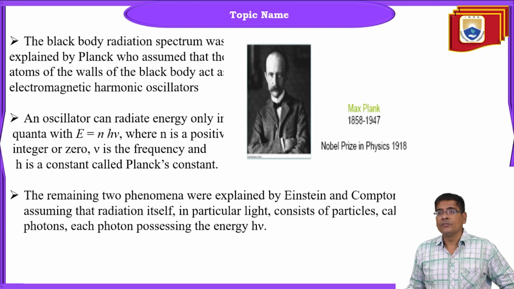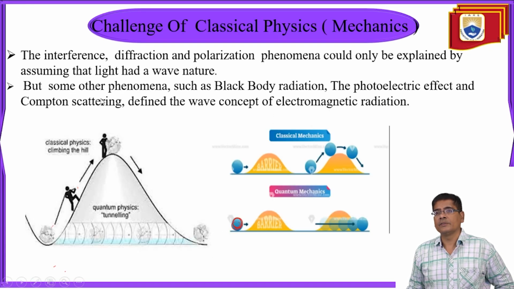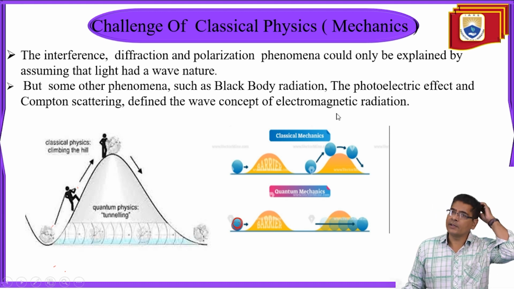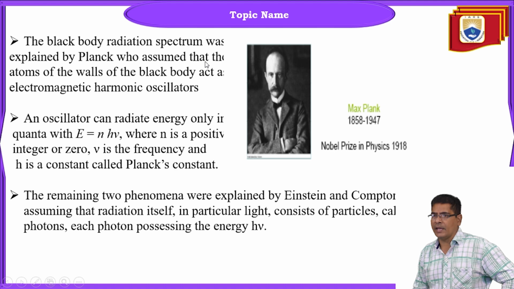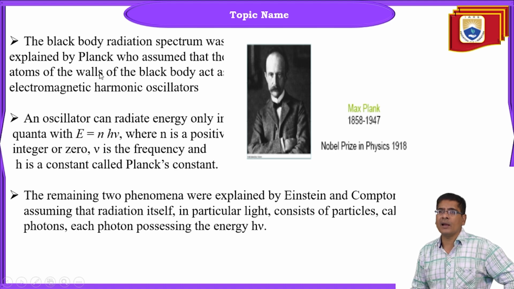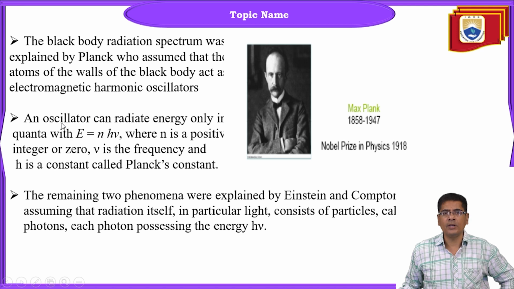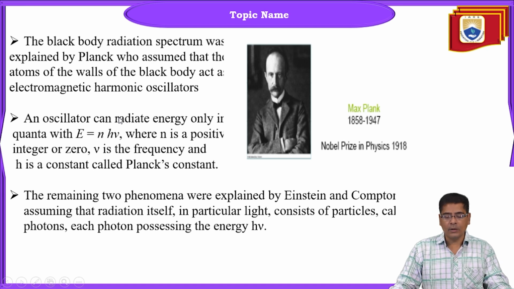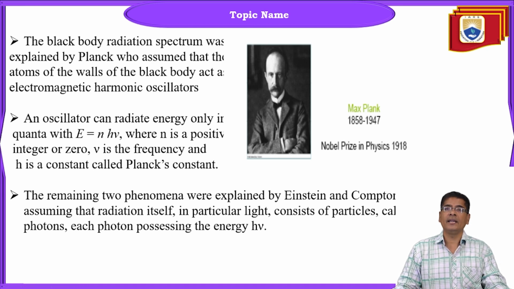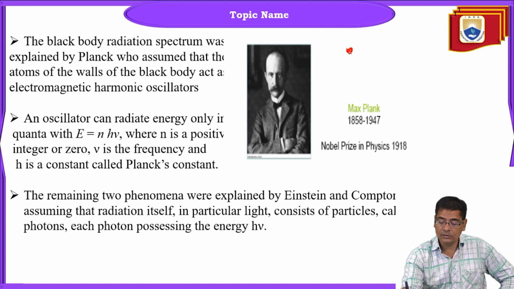Right? If you see the black body radiation, because we said some other phenomena such as black body radiation, the photoelectric effect and Compton scattering define the particle concept of electromagnetic radiation. The black body radiation spectrum was explained by Max Planck, who assumed that the atoms of the walls of the black body act as electromagnetic harmonic oscillators. We know that an oscillator can radiate energy only in quanta, that is, energy is quantized, instead of being radiated continuously.